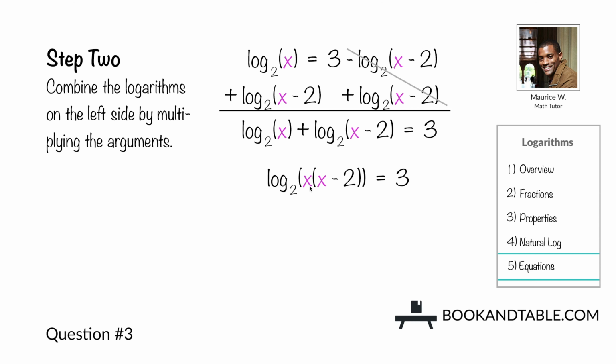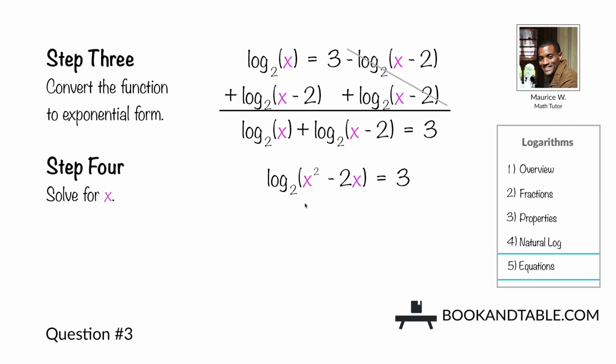And when we distribute this x, we get x times x, which is x squared, and x times negative 2 is negative 2x. So we get log base 2 of x squared minus 2x is equal to 3. And now we can proceed the way we were before. So step 3, we can convert the function to exponential form. So we take our base 2, raise it to a power of 3, and set that equal to the argument x squared minus 2x. And now we can solve for x.